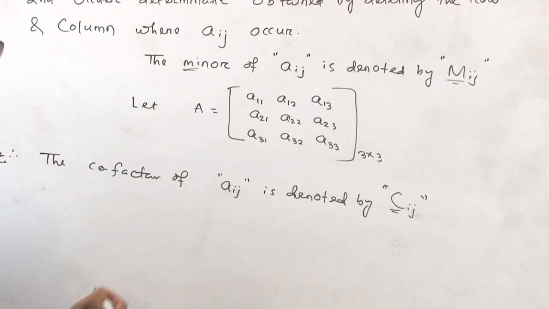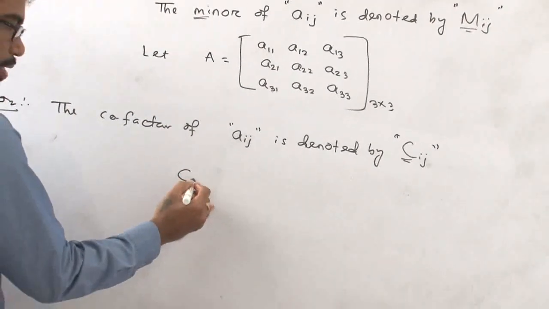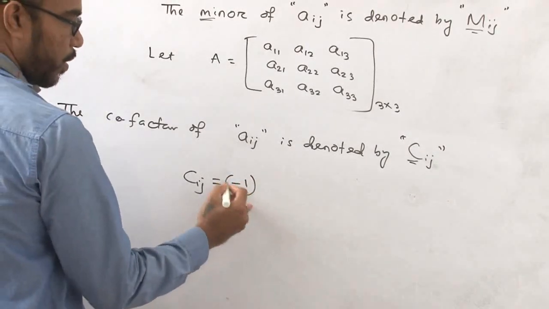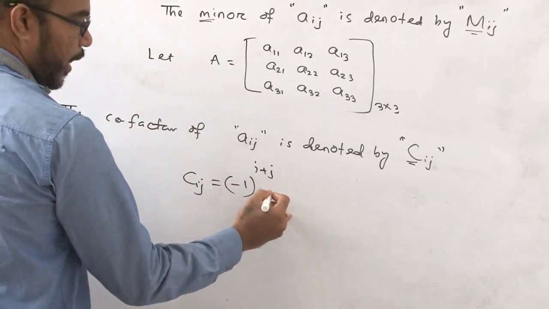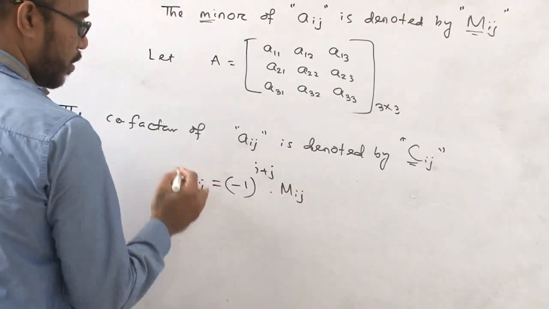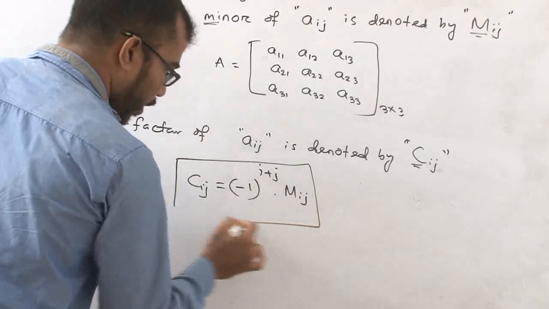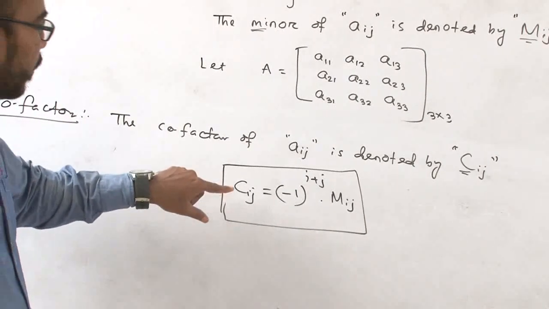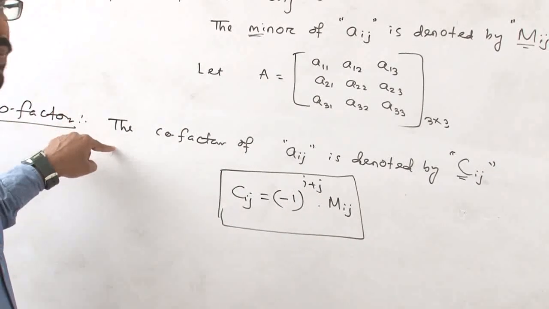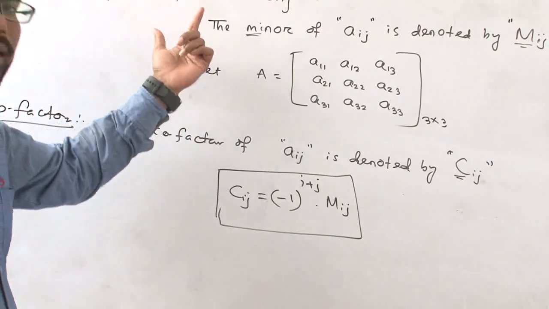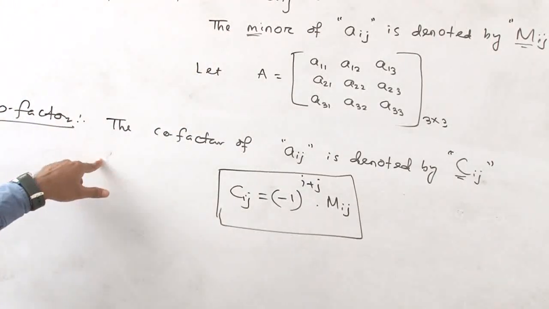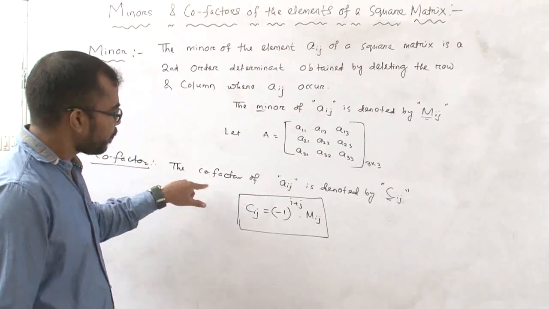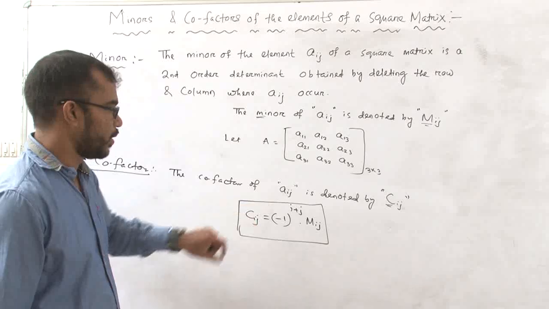And how to find Cij? Cij is equal to minus 1 to the power i plus j into Mij. So that is the formula by which we evaluate the cofactor. But to find the cofactor, first we have to find the minor, and then we find the cofactor. So this is the procedure to find cofactor.